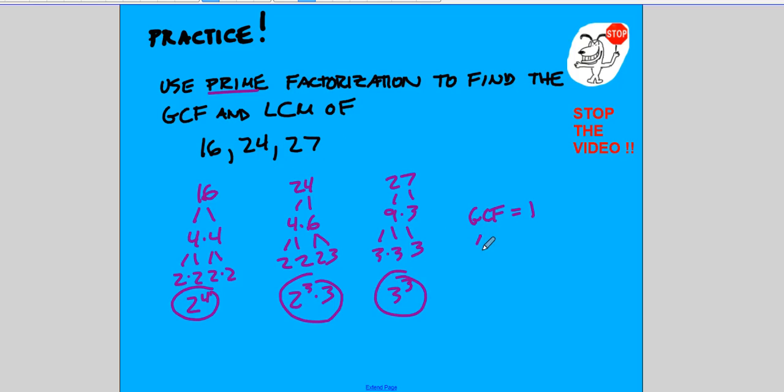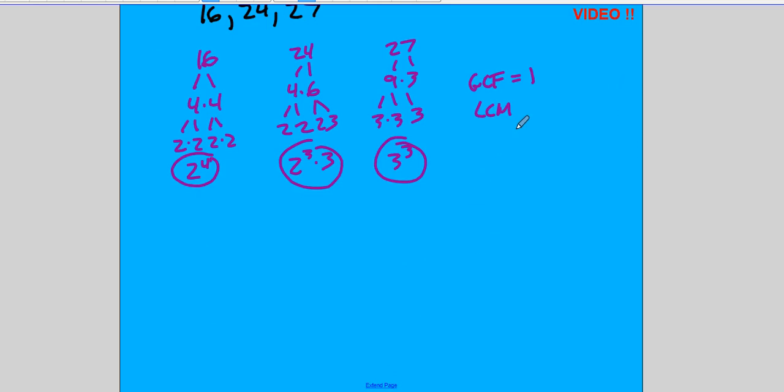Now, least common multiple is the highest power of each factor that occurs. Okay, well 2 occurs to the 4th power and 3 occurs to the 3rd power. So putting that back together, that's 16 times 27.